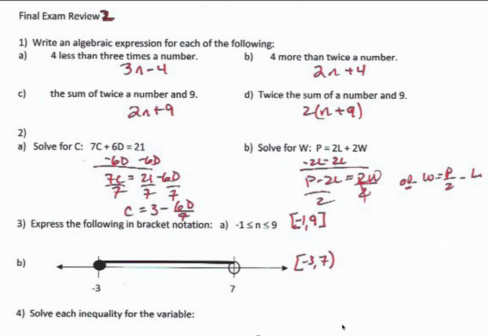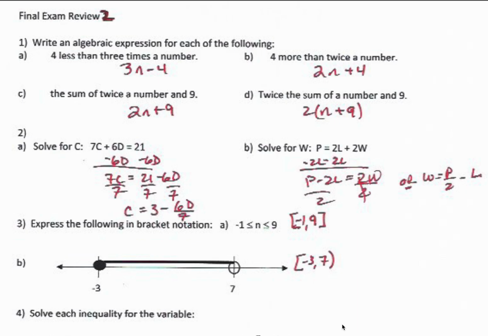Okay, 4 less than 3 times a number is 3n minus 4. B, for more than. Remember, for less than and more than, last shall be first, first shall be last. You have to switch order. So the 4 goes last, plus 4, and twice the number is 2n. So letter B is 2n plus 4.